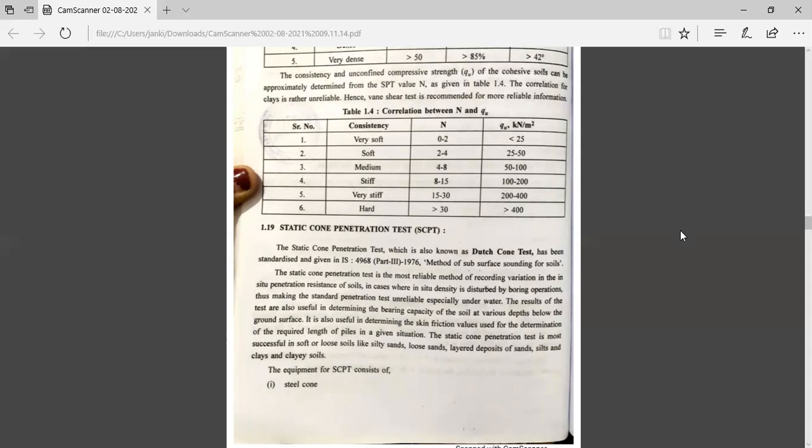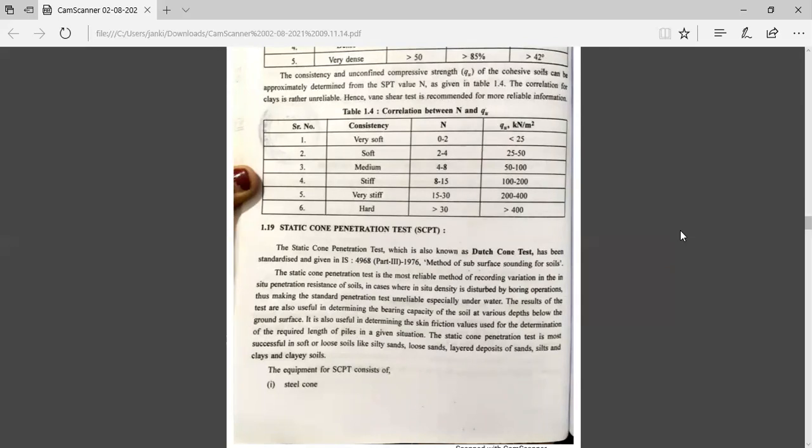The results of the test are also useful in determining the bearing capacity of soil at various depths below the ground surface, and also useful in determining skin friction values used for determining the required length of the pile in a given situation. The static cone penetration test is most successful in soft and loose soils like silty sands, loose sands, layers and deposits of sands, silts, and clays.